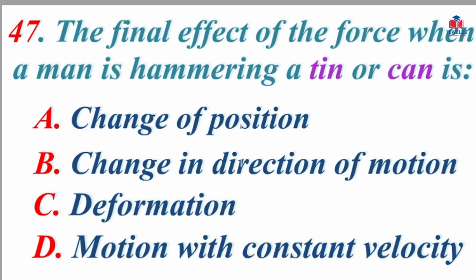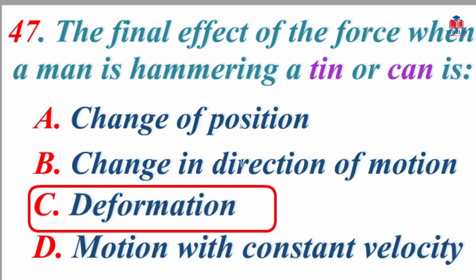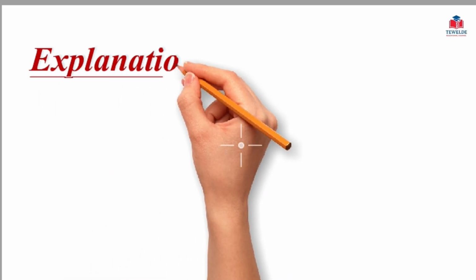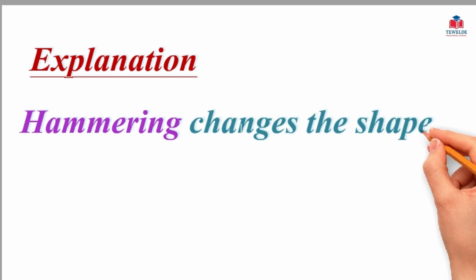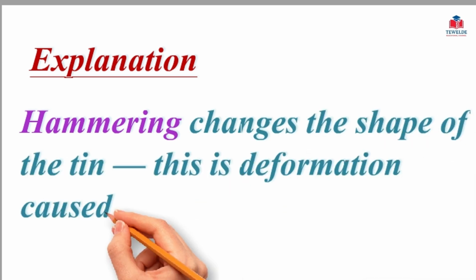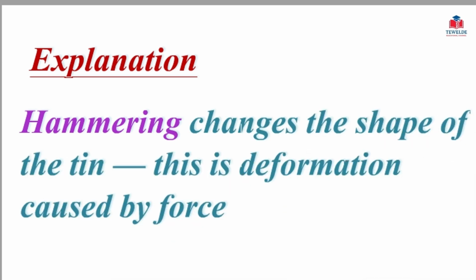The correct answer is C. Deformation. Explanation. Hammering changes the shape of the tin. This is deformation caused by force.